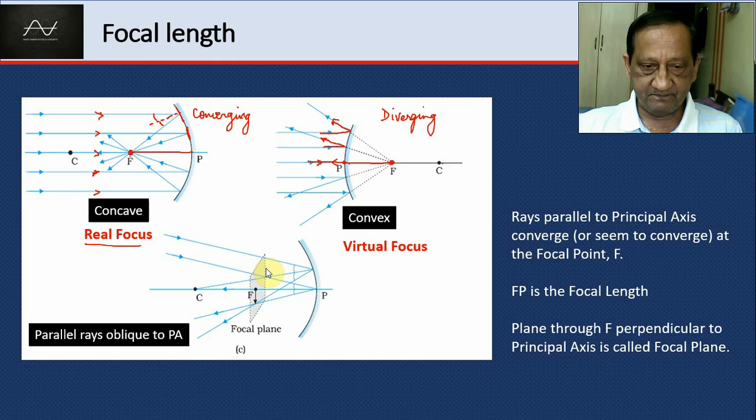If we draw a plane perpendicular to the principal axis passing through the focal point, that is called a focal plane. So suppose I have a parallel beam of light but falling obliquely, then the image is still formed in the focal plane here, but not on the focus. So these two rays that are coming after reflection, where are they intersecting? They are intersecting here.